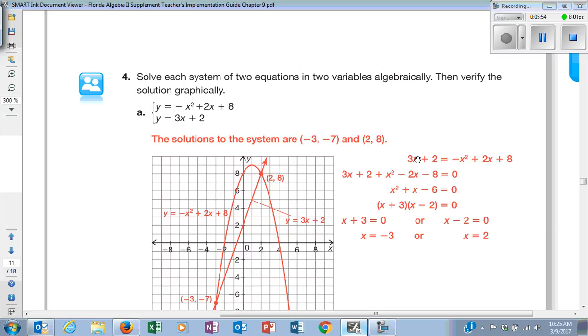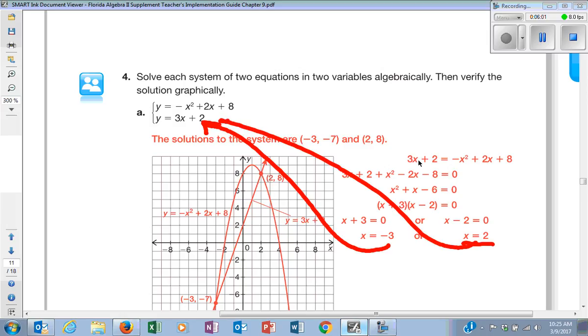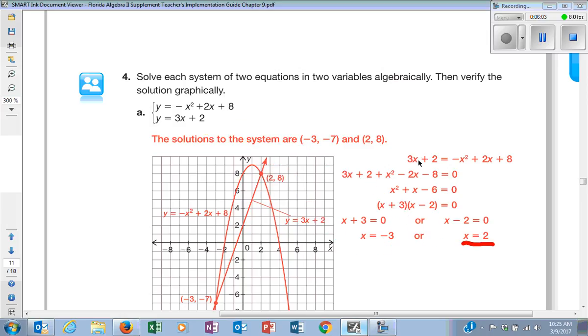So I would take this x right here, this -3. And personally, I would plug it into this and see what my y is. I would take this 2, plug it into here, and see what my y is. And that's where you get those two ordered pairs, which are (-3, -7) and (2, 8). And then you can graph it.